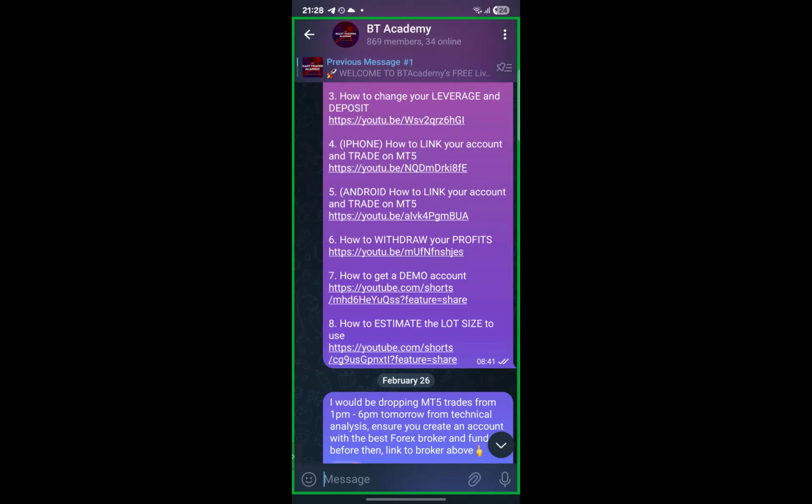If I use 0.01 to enter a trade and it hits my stop loss, I can lose $10. But if you use 0.1, which is 10 times more than what I use, and it hits stop loss, you lose $100. Same thing. If I use one lot to enter a trade and it hits TP and I make $1,000, in that same trade, if you use 10 lots, you make $10,000 because you use 10 times my risk. Are you with me? That's what lot size is. So here's how to estimate the lot size to use.